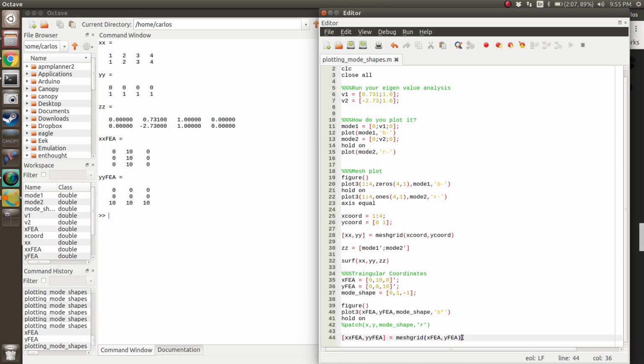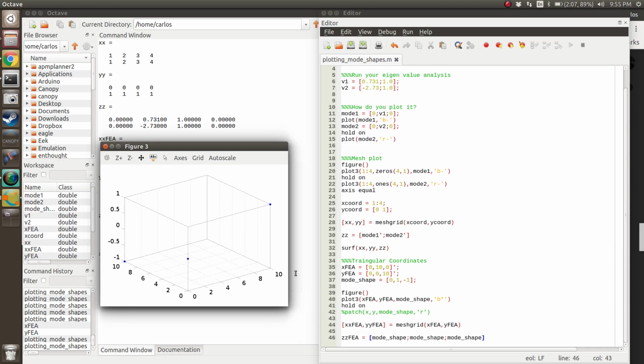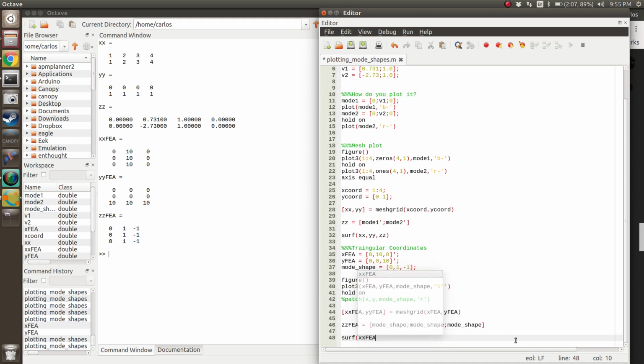Weird. Okay, well, my ZZ FEA is basically going to be mode shape, mode shape, mode shape. And by the way, I don't need to do the transpose here because over here I had the transpose for the mode shape because mode 1 and mode 2 were column vectors and these ones are row vectors, and so hopefully I get a 3 by 3, and then I really hope this works. XX FEA, YY FEA, ZZ FEA.